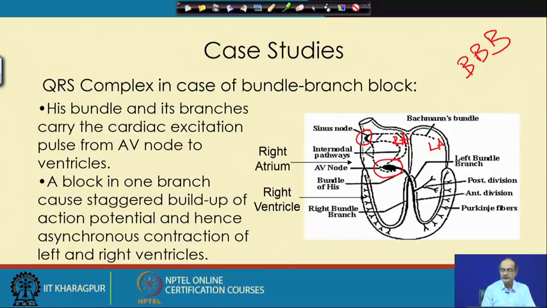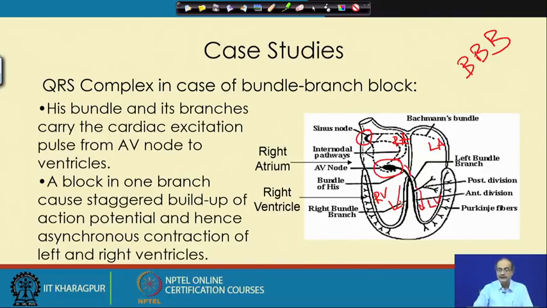Now, once the AV node releases that signal after adding the delay, it passes through the bundle of His and gets distributed through these two branches, and with the help of the Purkinje fibers it gets into the left ventricle and right ventricle. In this process it spreads very quickly to all parts of the ventricle, and all parts of both ventricles contract simultaneously, unlike the atria, where the message spreads slowly and the contraction also spreads slowly. Now, all the points of the ventricles get contracted simultaneously, and the signal we get out of it is called the QRS complex.